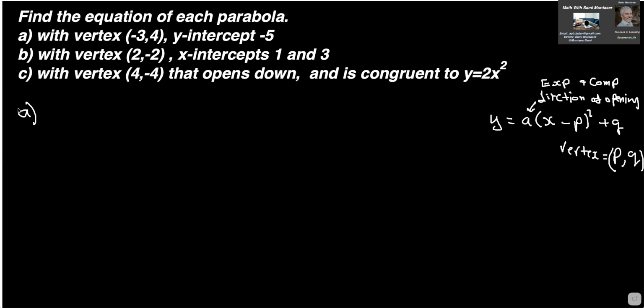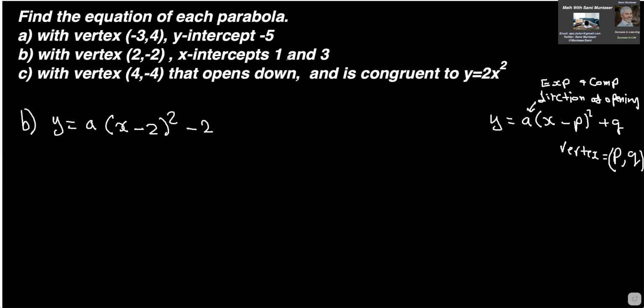So B, we're going to do B now. Again, the vertex is 2 and negative 2. So we're going to fill in the vertex first. Y equals A, according to this equation right here, (x minus p), which is 2, squared, and then q is negative 2. Now they're giving me the x-intercepts of 1 and 3.